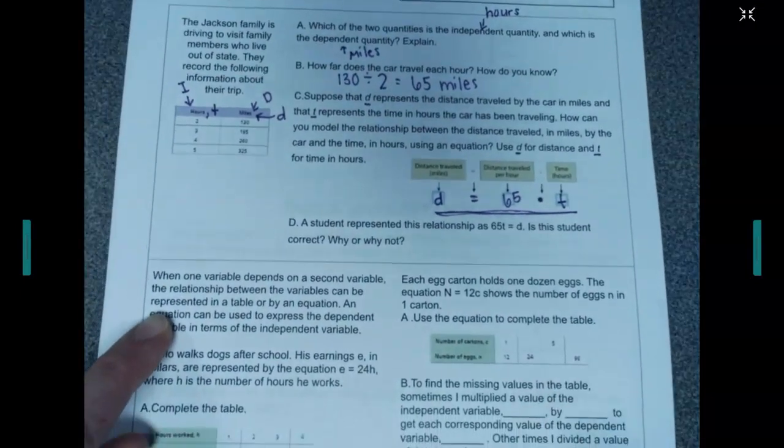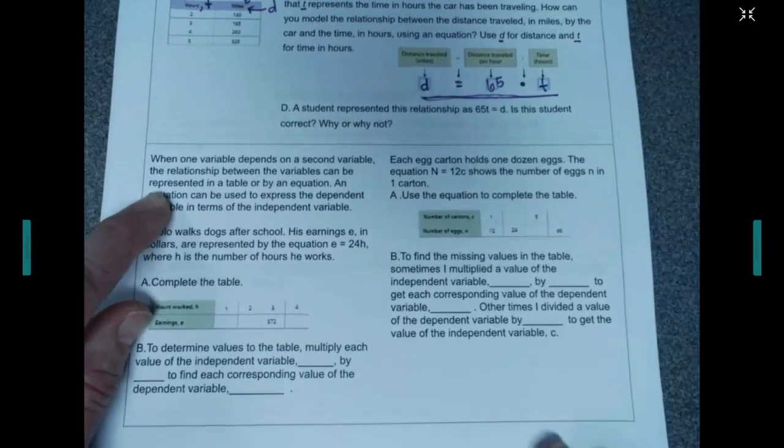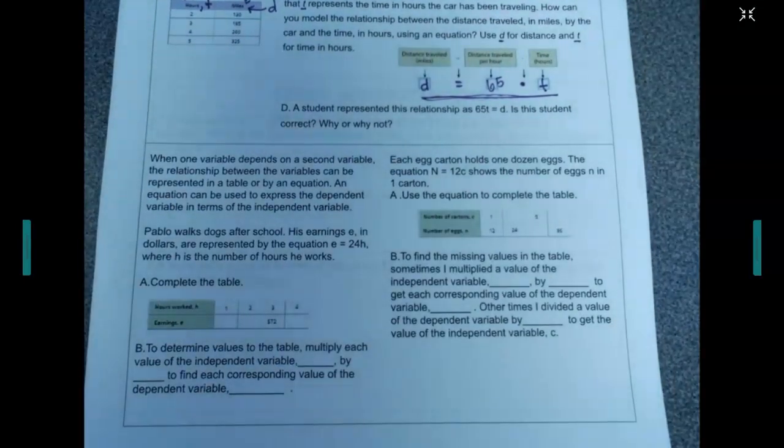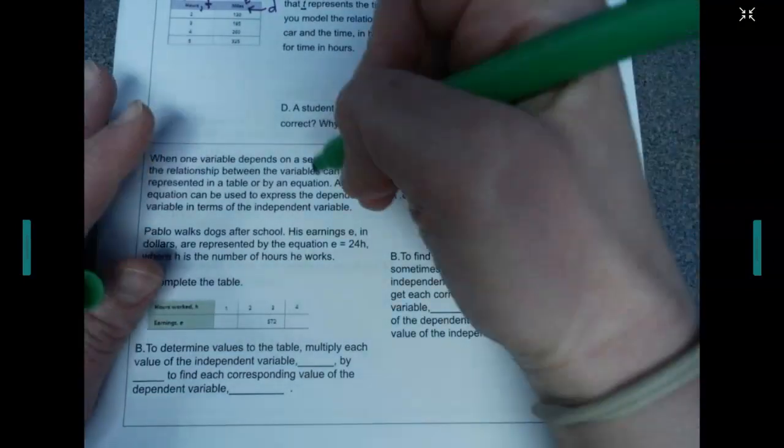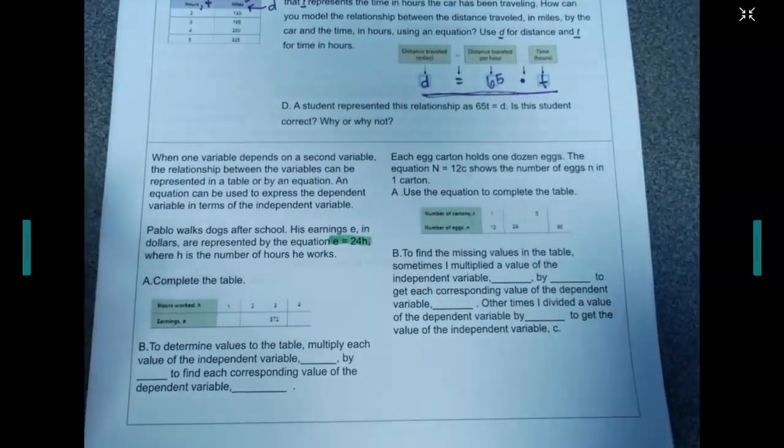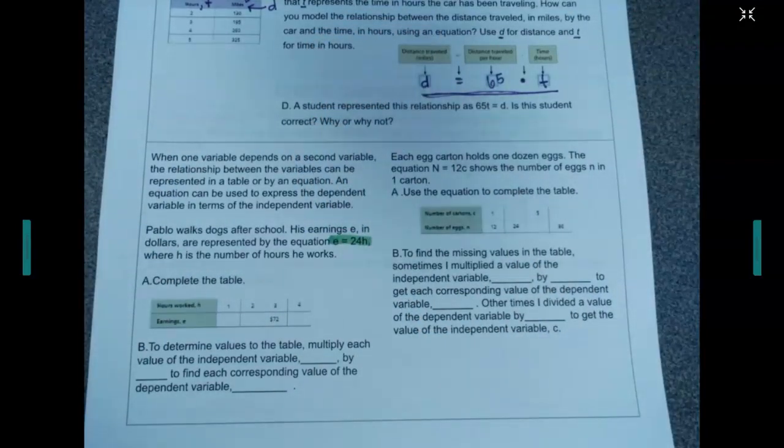Let's look down here. Let's get it all on the screen. Okay. When one variable depends on the second variable, the relationship between the variables can be represented in a table or by an equation. An equation can be used to express the dependent variable in terms of the independent variable. Pablo walks dogs after school. His earnings E in dollars are represented by this equation right here. So I have E equals 24H, where H is the number of hours he works.